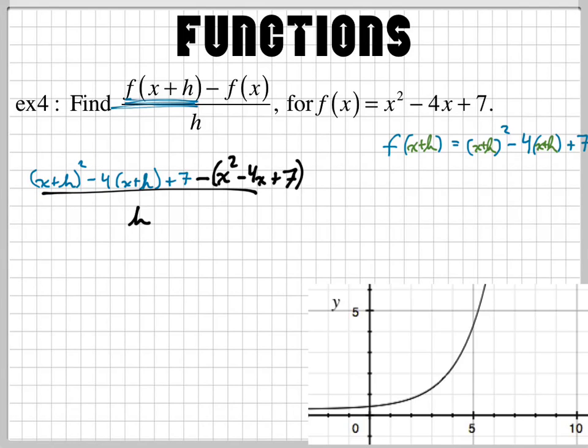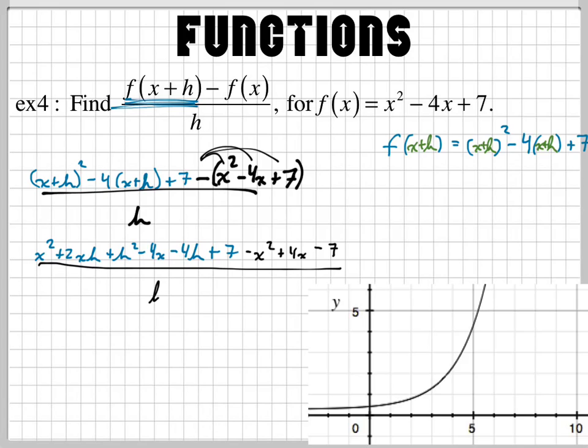Okay, let's simplify. So we got to do this one first. And to do that, you have to distribute and FOIL and all that stuff. So you're going to get x squared plus 2xh plus h squared. And then right here, you're going to distribute that negative 4 to get negative 4x minus 4h. Then you have the plus 7. And then we have the rest of this stuff. We have minus x squared. I'm distributing this negative as I do it. Plus 4x minus 7. All over h.